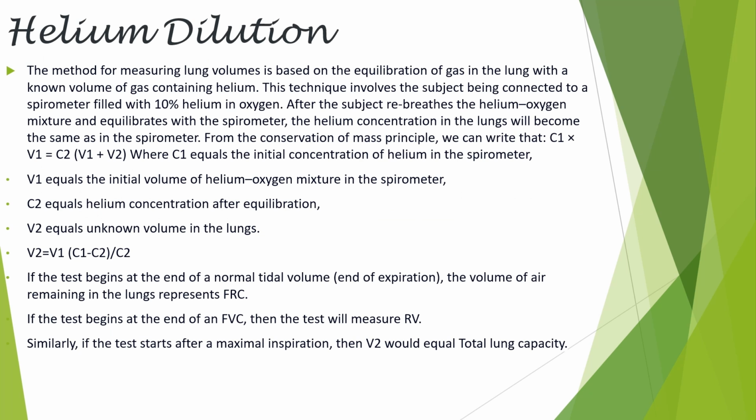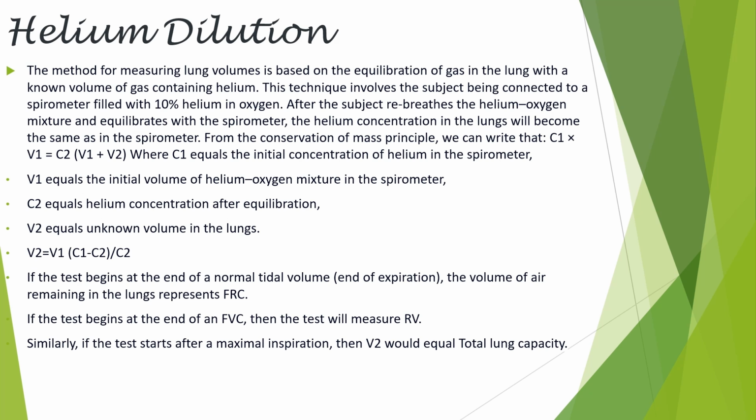Now, helium dilution. This method for measuring lung volumes is based on the equilibration of gases in the lung with a known volume of gas containing helium. This technique involves the subject being connected to a spirometer filled with 10% helium and oxygen. After the subject rebreathes the helium-oxygen mixture and equilibrates with the spirometer, the helium concentration in the lungs will become the same as in the spirometer.